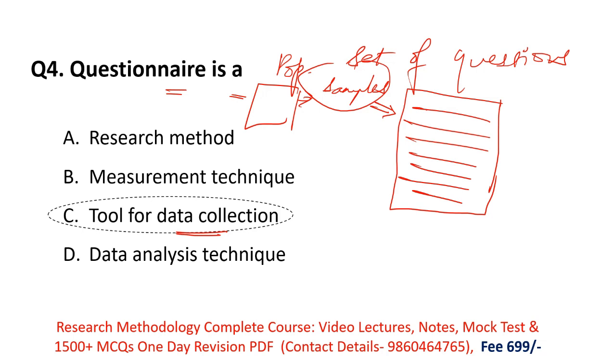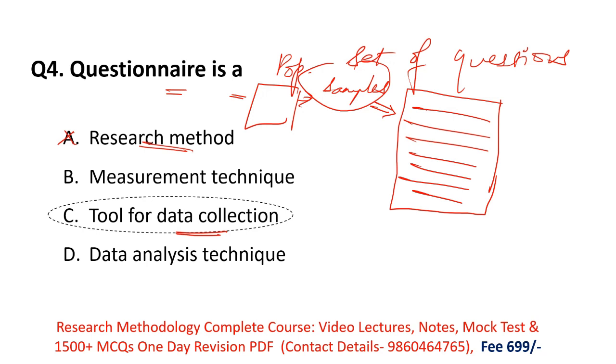We'll see the remaining options. Option A is research method. No, a questionnaire is not a research method, because it is a data collection tool, not a research method, because you are not doing a method, you are not analyzing something. That's why option A is the incorrect option.